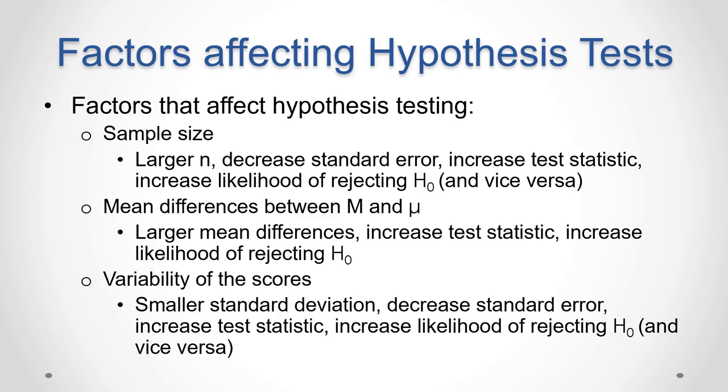This leads us into the factors that affect hypothesis testing, which are related to power. Increasing sample size n decreases the standard error, increases the test statistic, increases the likelihood of rejecting the null, and vice versa. Increasing mean differences between sample mean and population mean increases the test statistic, which increases the likelihood of rejecting the null, and vice versa. Decreasing the standard deviation sigma decreases standard error, increases the test statistic, which increases the likelihood of rejecting the null, and vice versa.